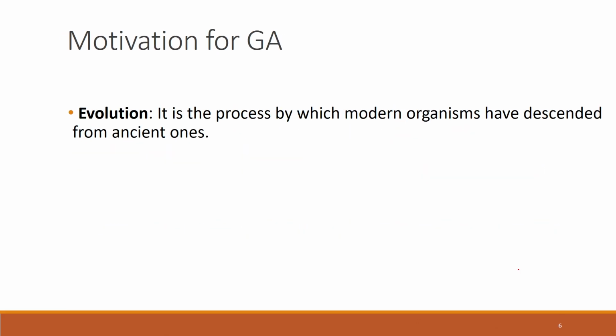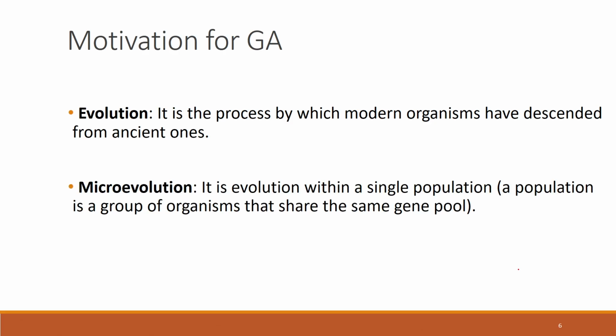So before we discuss genetic algorithms, we need to see what the motivation for the genetic algorithm is. These genetic algorithms are motivated by the concept of evolution, which is the process by which modern organisms have descended from ancient ones. And then there is this concept of microevolution. So it is evolution within a single population. A population is a group of organisms that share the same gene pool.